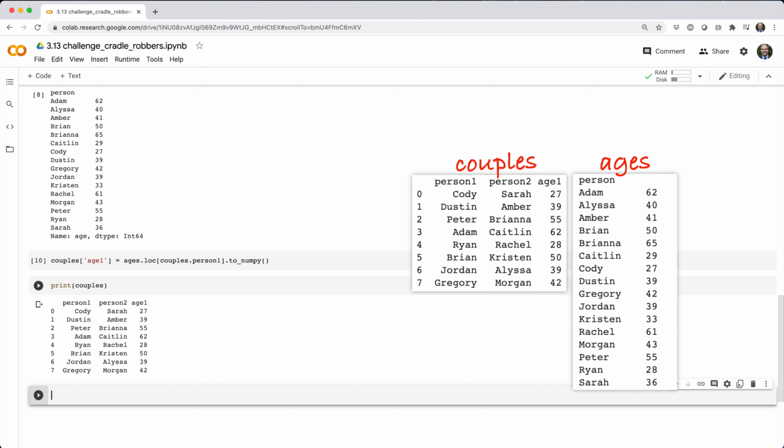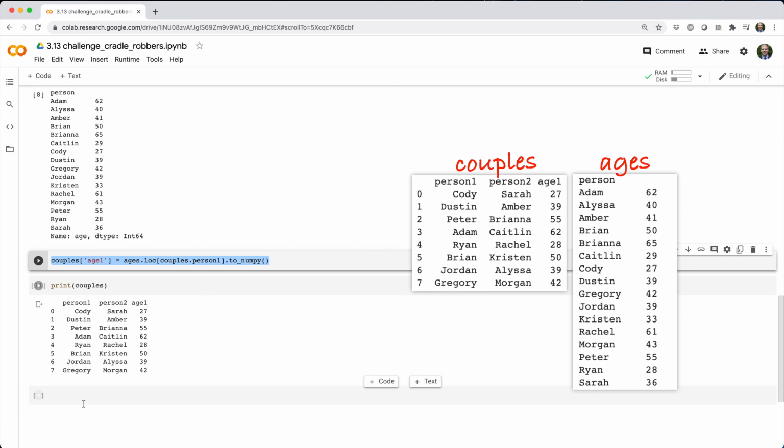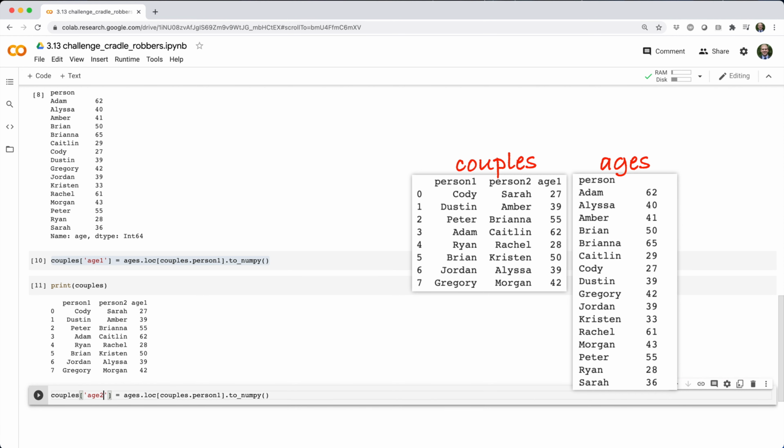Now, if we didn't use .to_numpy(), which converts this series into a numpy array, Pandas would try to use index alignment, inserting values from the right-hand side into the left-hand side using matching index labels, which isn't what we want. So then I do essentially the same thing to get the age of each person 2.